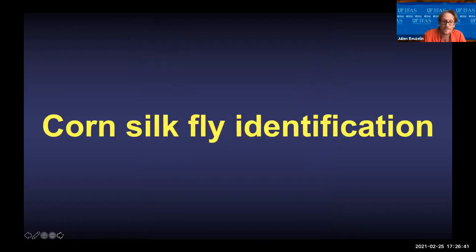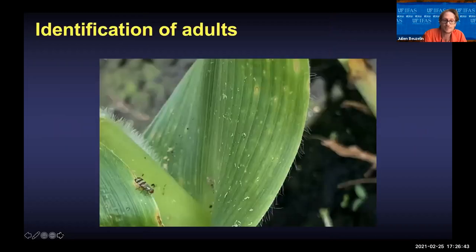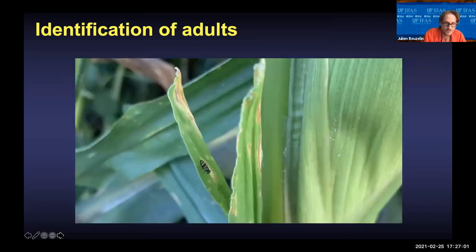Well, adults actually can be identified. So for example, here is a seal fly adult in a sweet corn field at early silking. And you've just seen a few of those in the field. What are your thoughts? If you see this one, for example, it's also in a sweet corn field. You've seen a few. What are your thoughts?